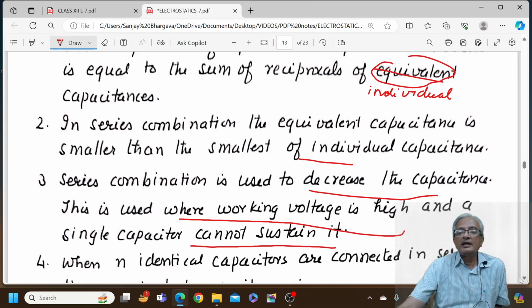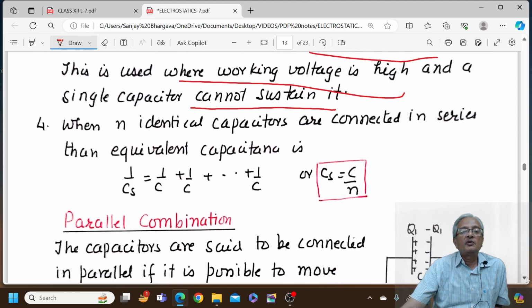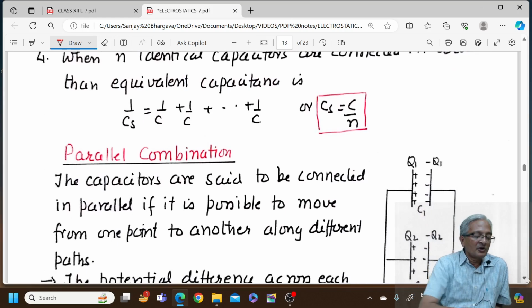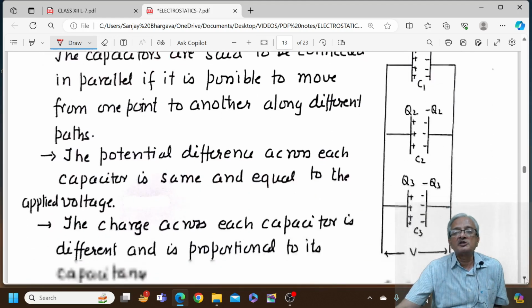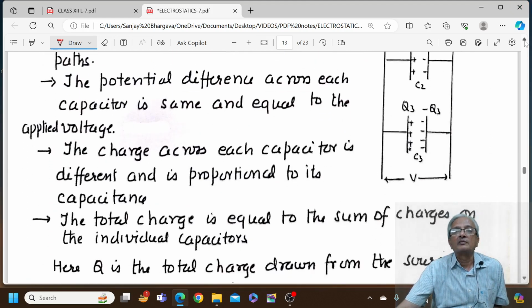When n identical capacitors are connected in series, then the equivalent capacitance is 1 upon Cs equal to 1 upon C plus 1 upon C, n times. That would be equal to n upon C. So Cs would be equal to C by n. Now we pick up the other type of combination, which is the parallel combination.